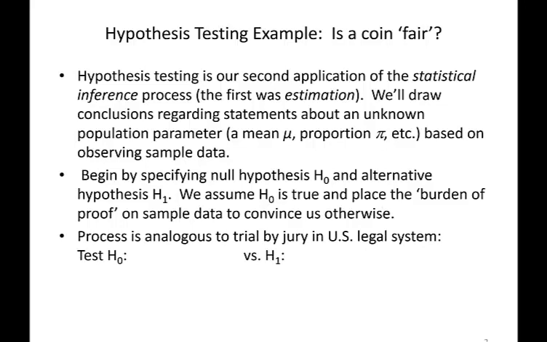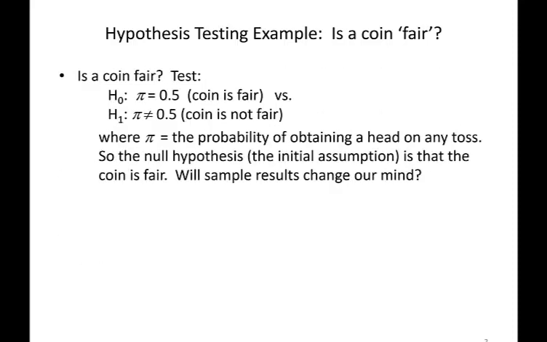This is very similar to what is done in the legal system in the United States. The null hypothesis says that a defendant is not guilty, and the alternative says that the defendant is guilty. And then data is collected, evidence is collected and presented to the jury, and the jury has to decide which is the case, either H0, they're not guilty, or H1, they are guilty.